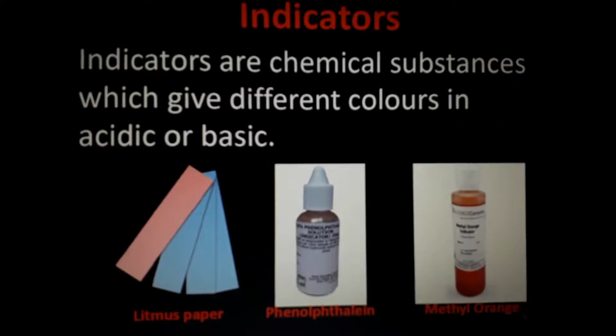Okay, in that case, what do we want to do? We need these indicators. Indicators are chemical substances which give different colors in acid or base. Different types of indicators are there, and they will give different colors. For example, litmus paper will change its color when it is dipped in acidic medium or basic medium. Basic medium means red will change into blue. Acidic medium means blue will change into red.